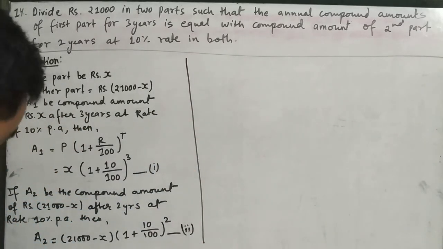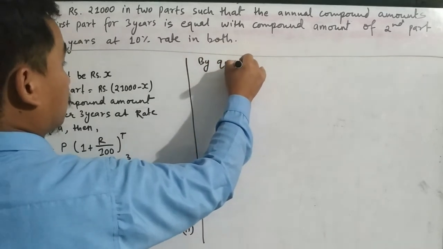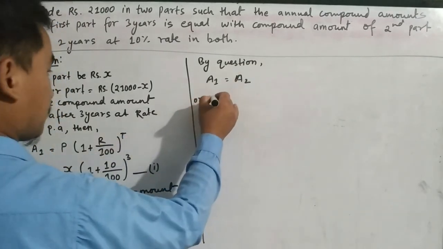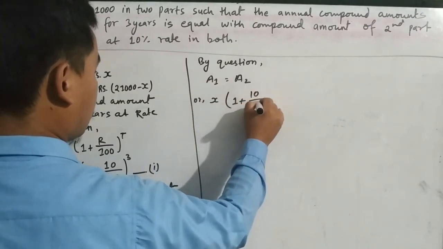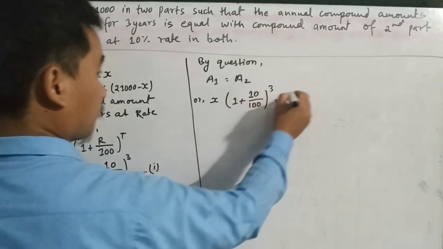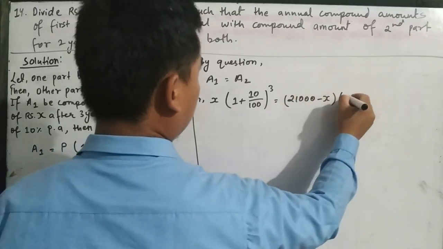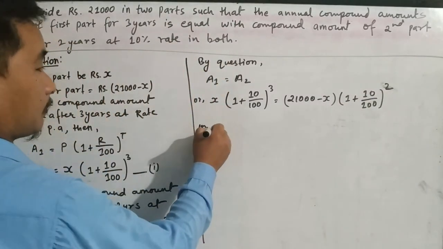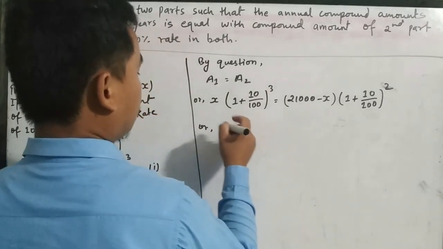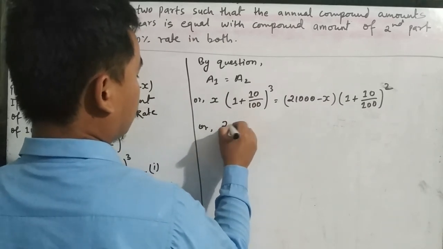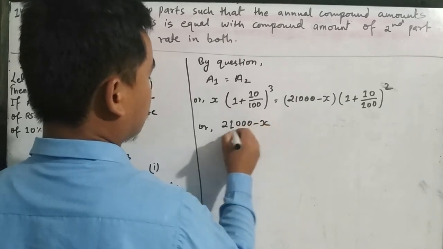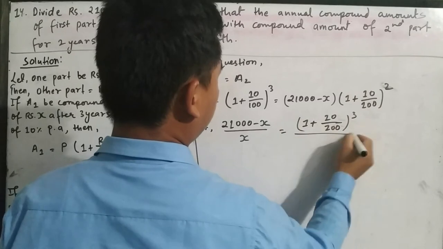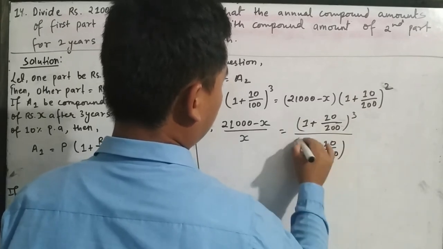Now, by question, A1 is equal to A2. So, we can write x (1 plus 10 by 100) whole cube equals to (21,000 minus x) (1 plus 10 by 100) whole square, or (21,000 minus x) divided by x equals to (1 plus 10 divided by 100) whole cube divided by (1 plus 10 divided by 100) whole square.